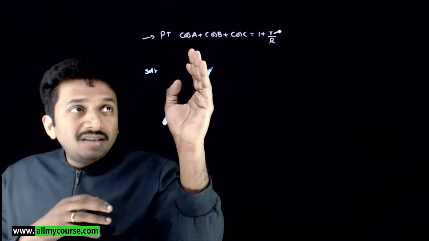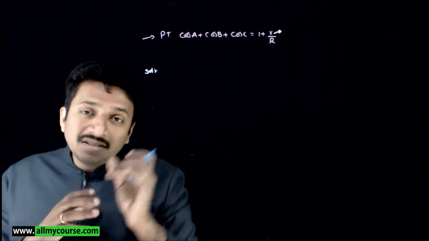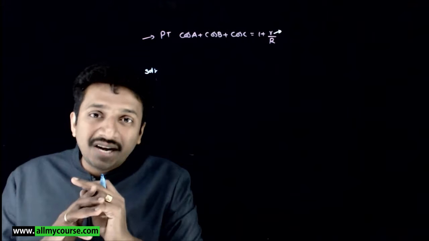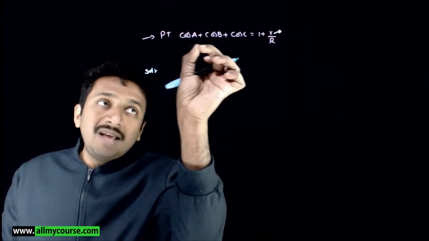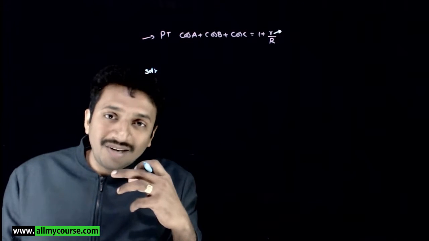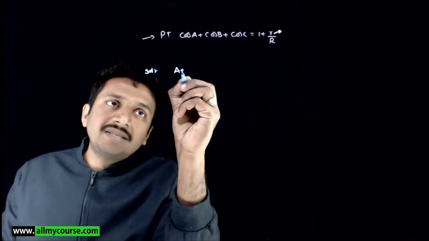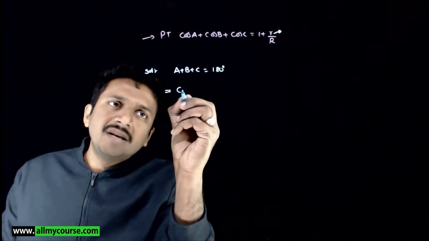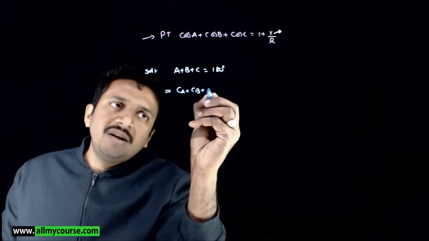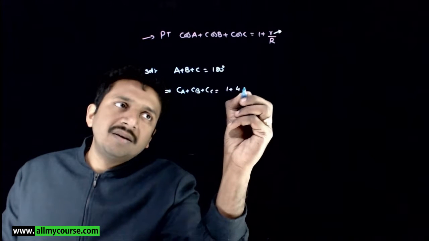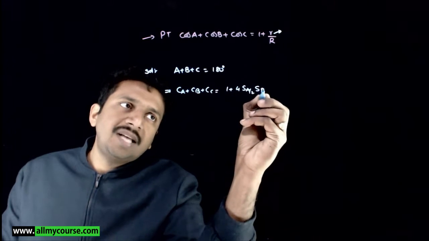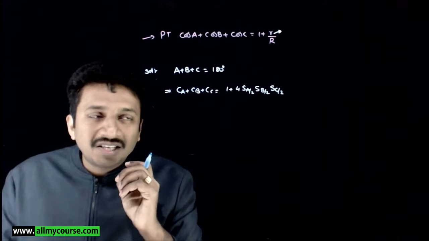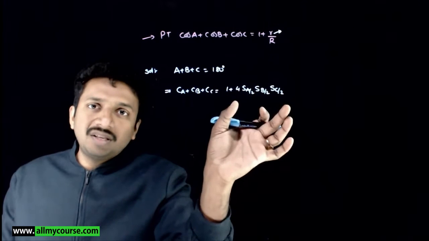And once you see the LHS and the RHS, do you see some relation between them? So I can see the relation in the topic of conditional identities. So we know that A plus B plus C is equal to 180 degrees because we are dealing with triangles. This implies cos A plus cos B plus cos C is equal to 1 plus 4 sin A by 2 sin B by 2 sin C by 2. We have derived this in the topic of conditional identities. So I just use this formula here.